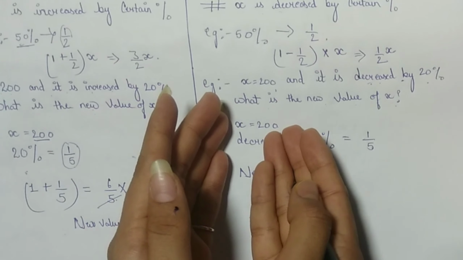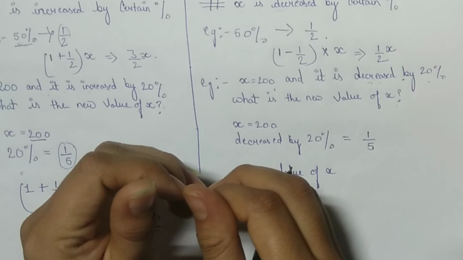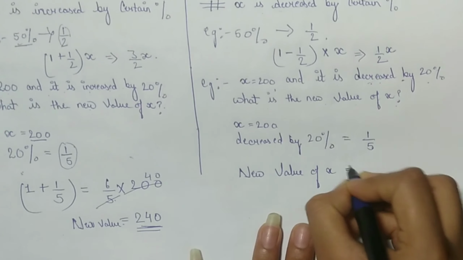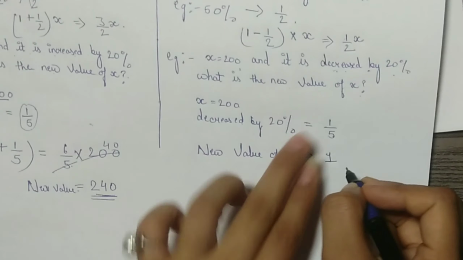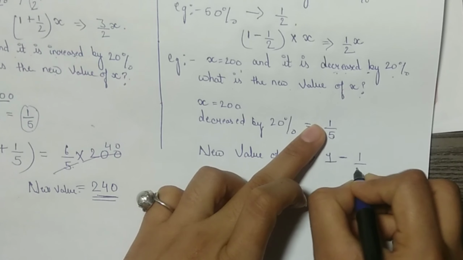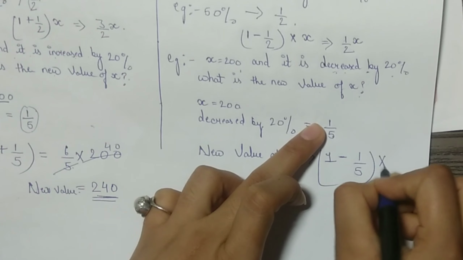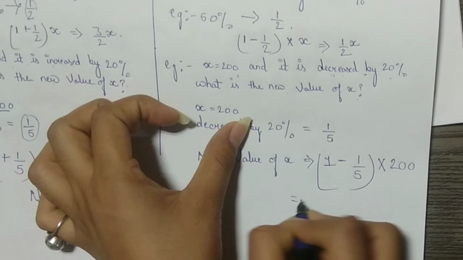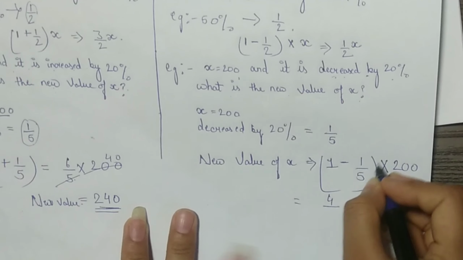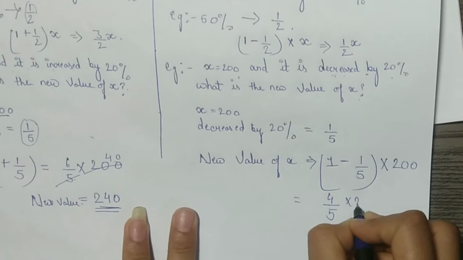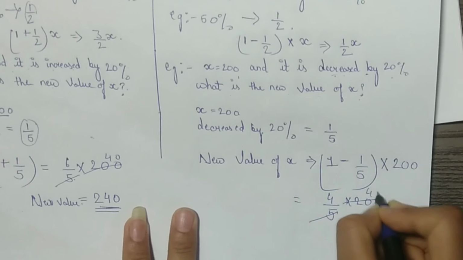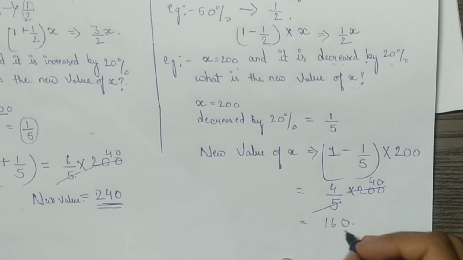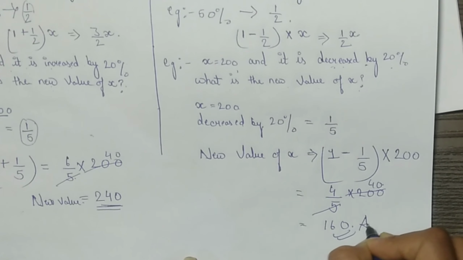The old value is 200, and when 20% is decreased from this, what is the new value of X? What we need to do is write 1 here, subtract this fraction part from it, and multiply by the value of X. What we get? 5 minus 1, that is 4 by 5 into 200. 40, and 4 into 4 is 16. So 160. The new value is nothing but 160.